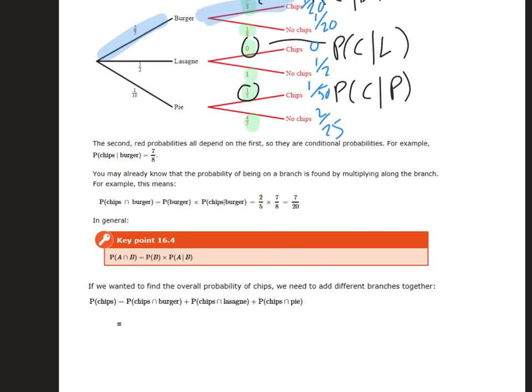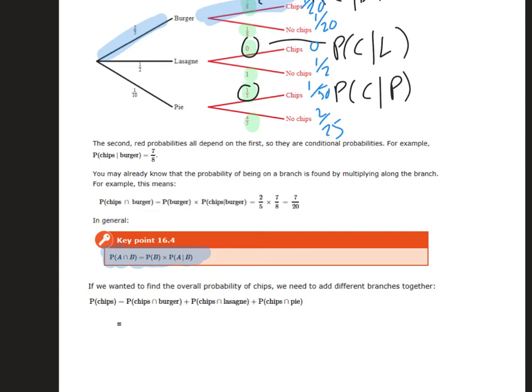Okay, so here's the formula you're given, remember? If I want the probability of something and something happening, so A and B, I first of all need to go down one of the branches, so B, and then I will go down the branch A, but given that B's happened, so it will be A given B.